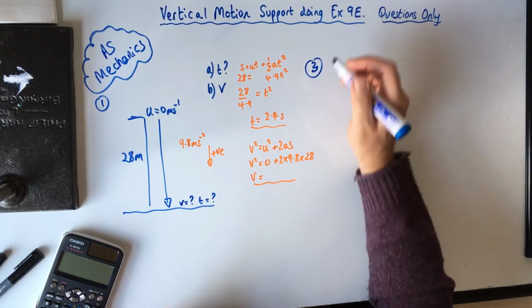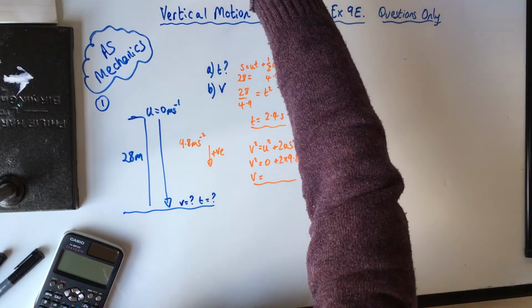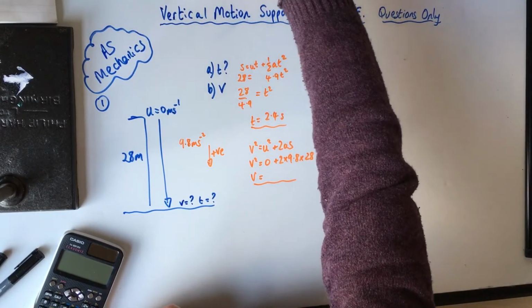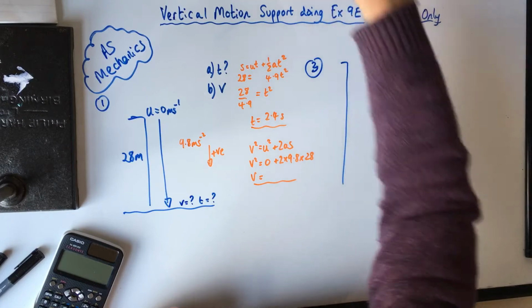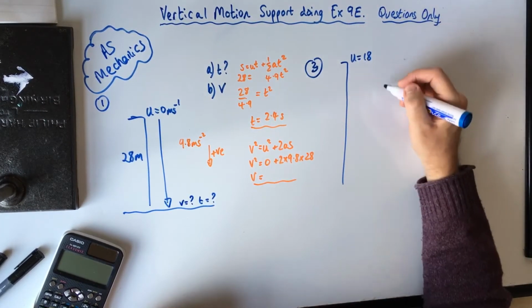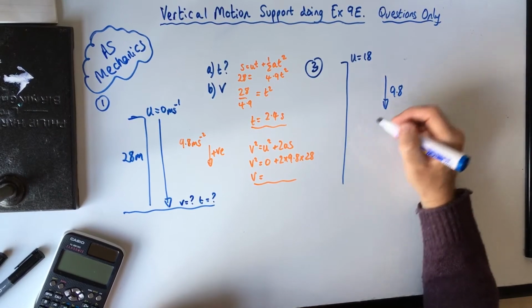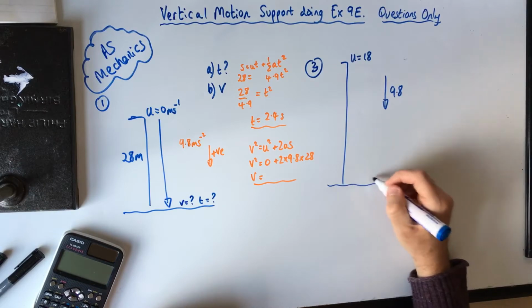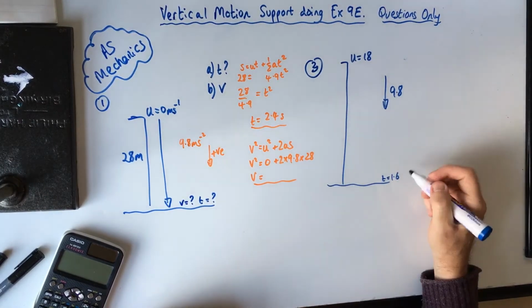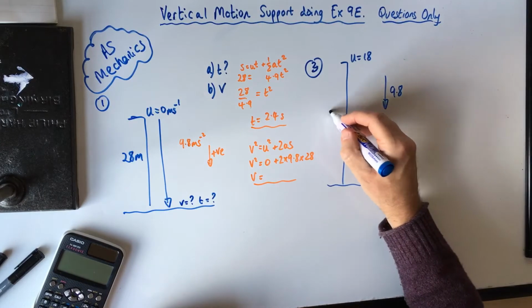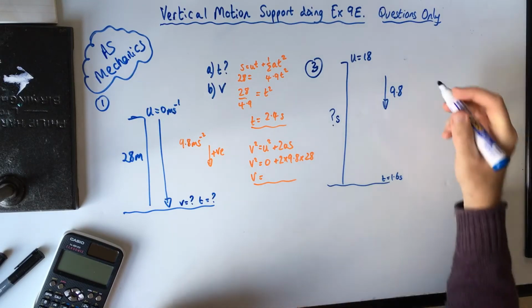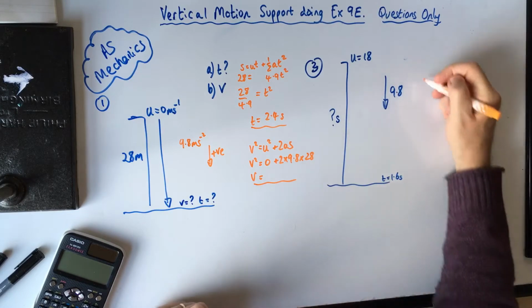Number 3, so jump into number 3. Number 3 says a ball is thrown vertically downwards from the top of a tower, so same thing. A ball is thrown vertically downwards from the top of the tower with a speed of 18 meters per second. We're going to go positive down, that way, and find the height of the tower. It hits the ground here, so t is equal to 1.6 seconds when it hits the ground. So we've got to find the height, in other words, we've got to find s, the displacement. So again, the height of the tower.